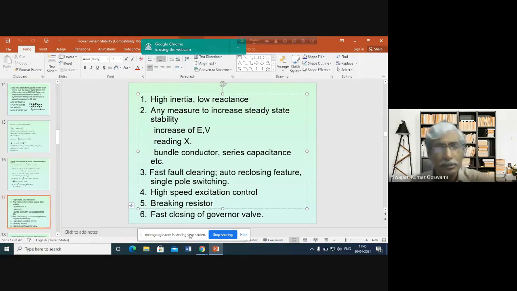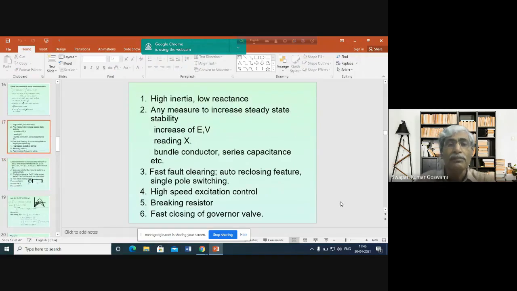There are other methods. Use of a high voltage DC line can again improve the transient stability. Using FACTS devices, which are not written here, flexible AC transmission systems. What is this HVDC line? Because you know that HVDC lines are there along with high voltage DC lines.